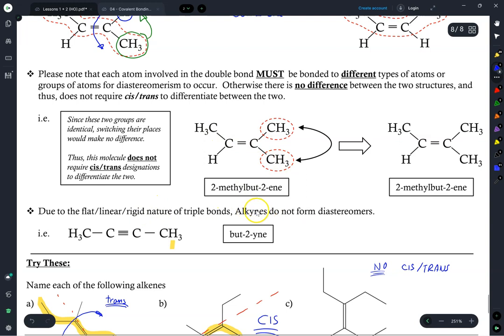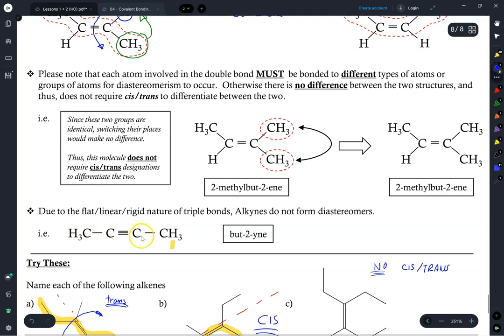Now, when it comes to alkynes and their triple bonds, due to the flat or linear nature of the triple bond, there is no cis-trans geometric isomerism for this one. All right, there's no pointing up or pointing down. The triple bond forces everything to be in a nice, rigid, linear, or flat shape. With a flat shape, there is no up-down.